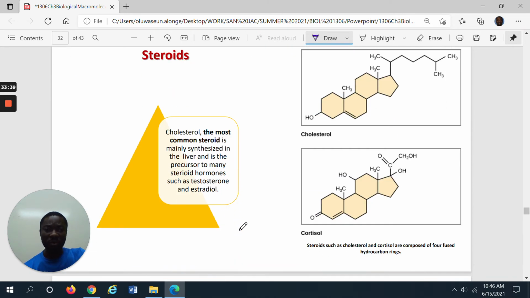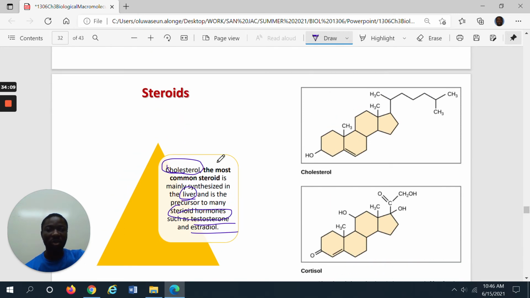All right, let's go. Now these are steroids, and when you talk of steroids, the most common steroid is cholesterol. It's synthesized mainly by the liver, and it's a precursor for many steroid hormones. Now, majorly, the hormones in your body are mostly proteins, but we also have steroid hormones, and some of them are testosterone and estradiol. So cholesterol is the major precursor for all of these hormones. This is cholesterol here.